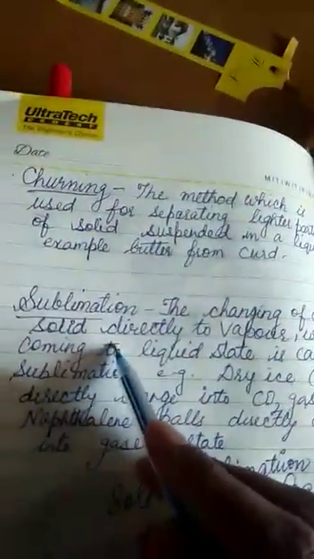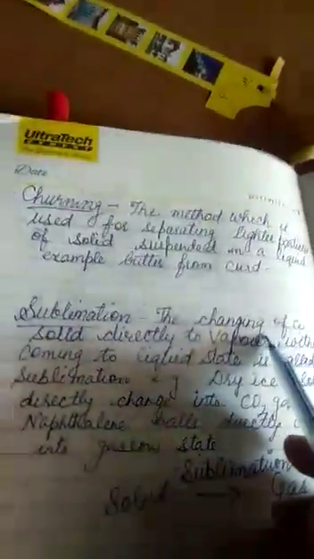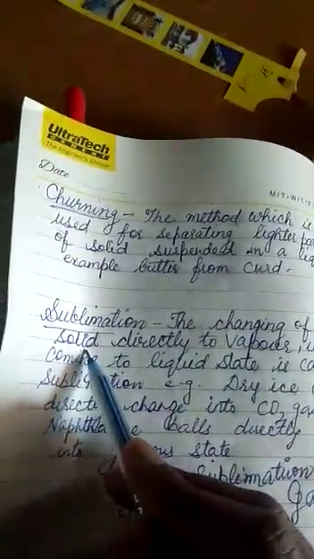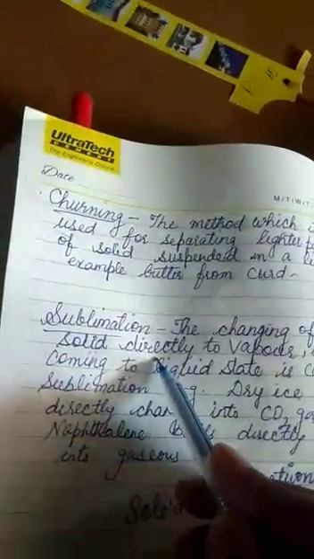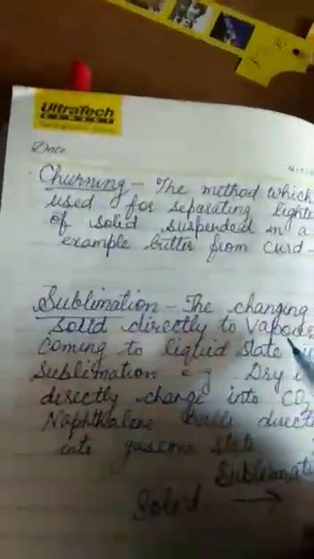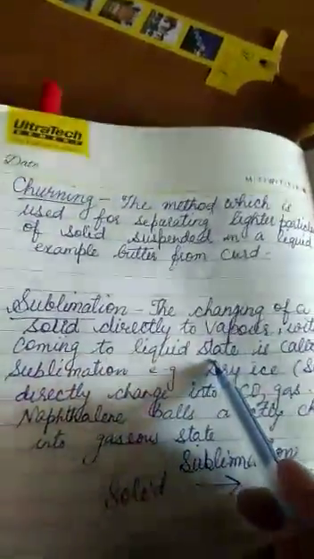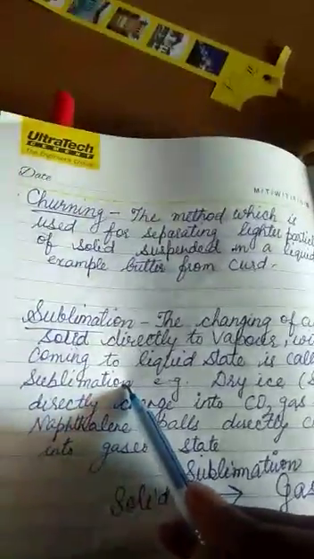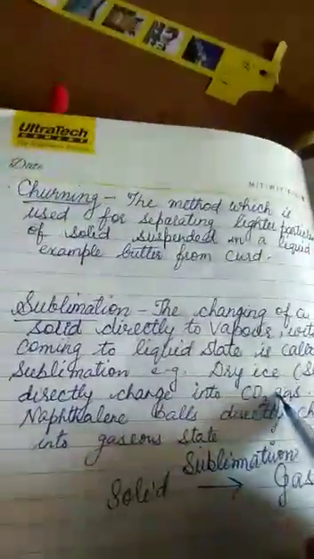Now, the last method is sublimation. What is there in sublimation? What happens generally when a solid is heated, when temperature is applied, a solid is heated, it changes into liquid. And when liquid is heated, it changes into vapors. But in sublimation, a solid directly changes into vapors without coming to the liquid state. And the process is called sublimation. For example, dry ice. Solid carbon dioxide is called dry ice. And it directly changes into carbon dioxide gas.